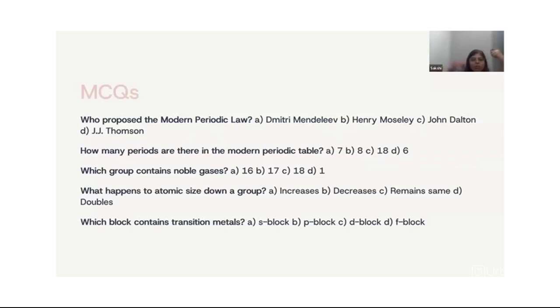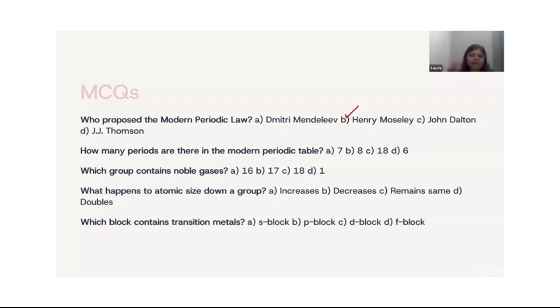Okay, who proposed the modern periodic law? I told you this in the very beginning. Who proposed the modern periodic law? Yes, it was Henry Moseley who proposed the modern periodic law. How many periods are there in the modern periodic table? Can you tell me this answer and maybe you can comment it down below. I told you this just right now. Which group contains noble gases? This also we had discussed recently.